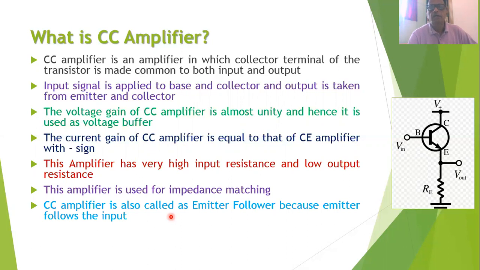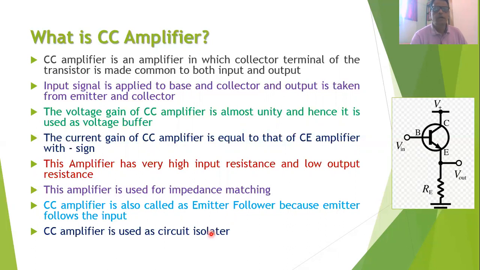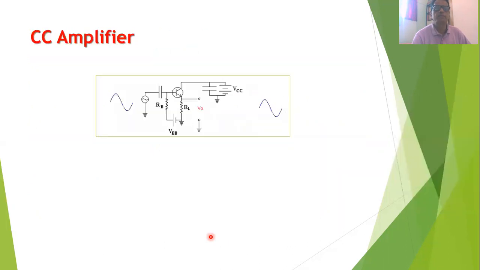The common collector amplifier is also known as emitter follower, because in a common collector amplifier, the output is taken from the emitter and the output is almost the same as the input. And therefore you can say that the emitter follows the input, and so this amplifier is called an emitter follower. The common collector amplifier can also be used as a circuit isolator. So whenever you want to isolate an electronic circuit from the rest of the electrical circuit, you can make use of a common collector amplifier for such isolation.